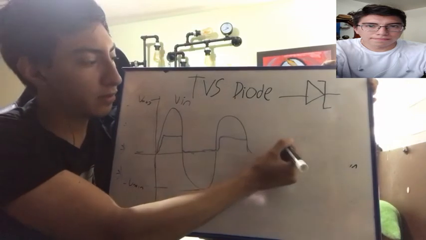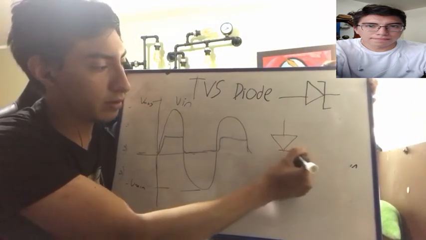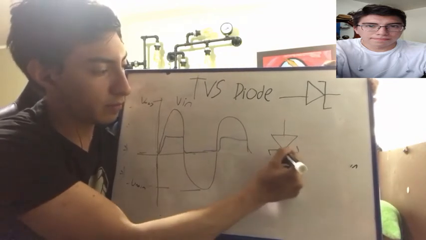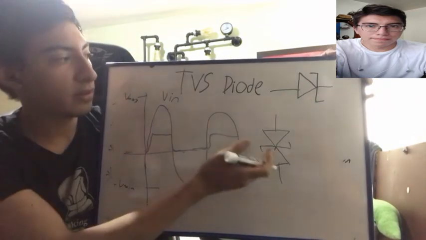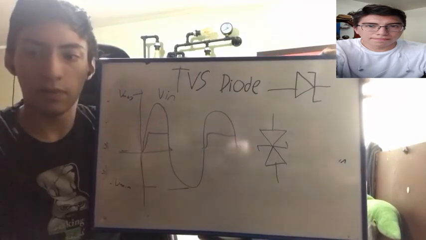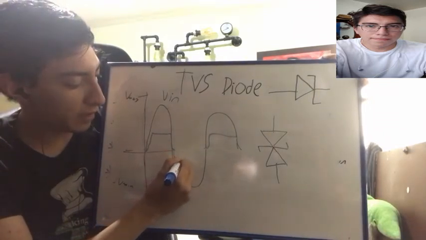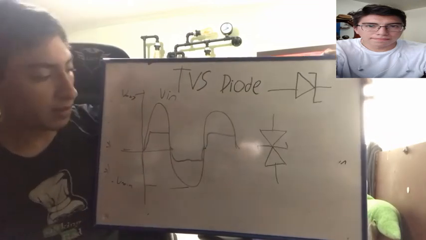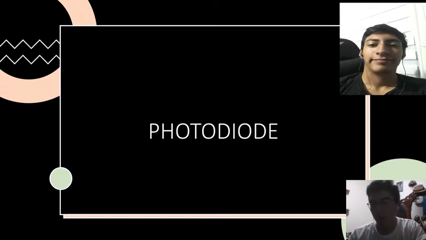The TVS diode can also be configured in this way to create a bidirectional TVS diode that will only change this behavior, making it possible for negative voltages to enter and be clamped also.